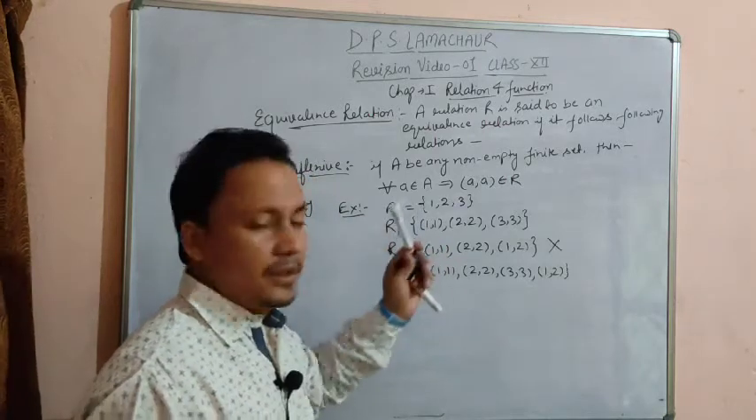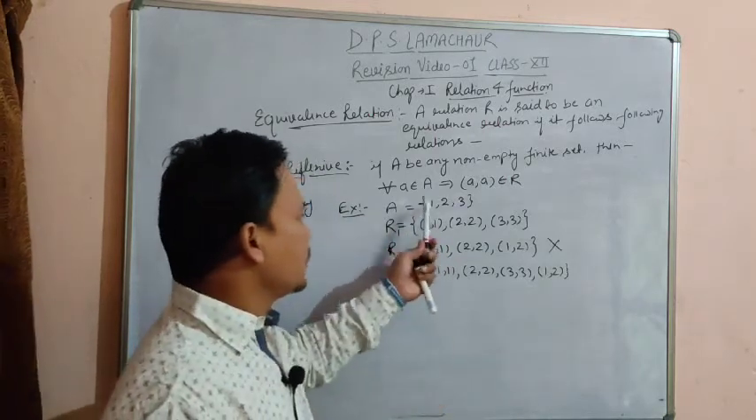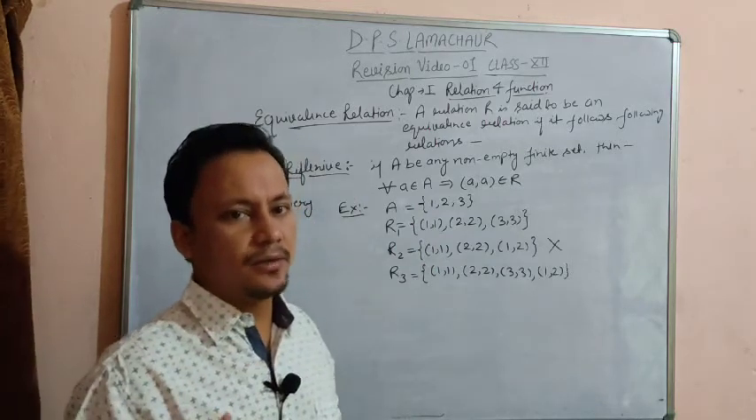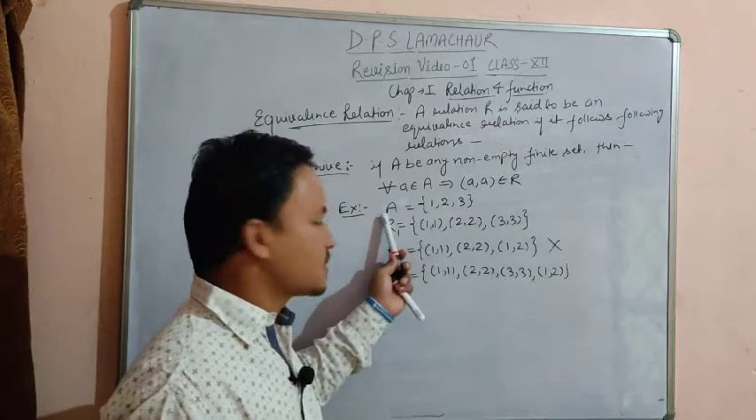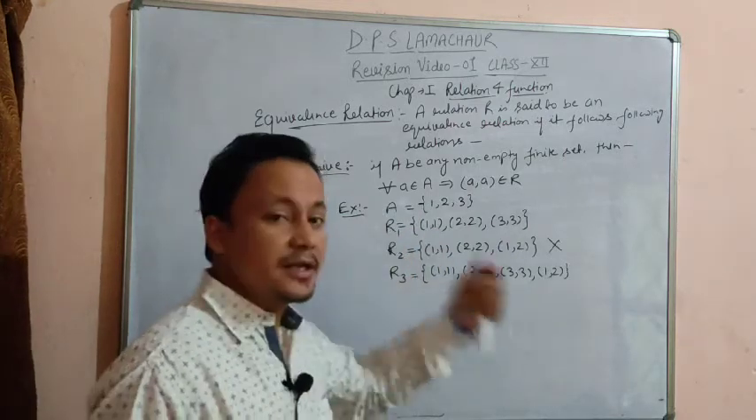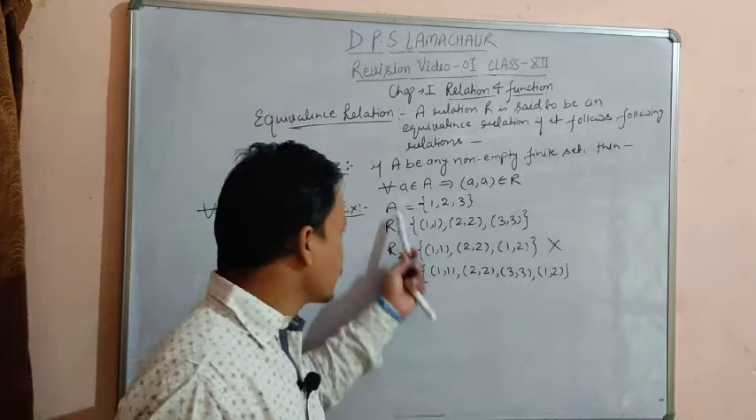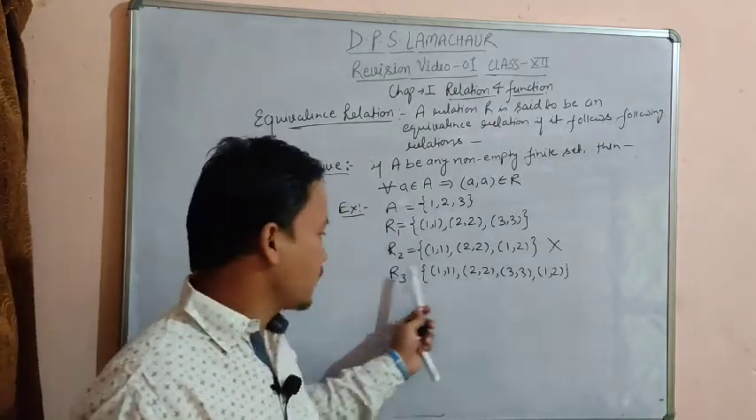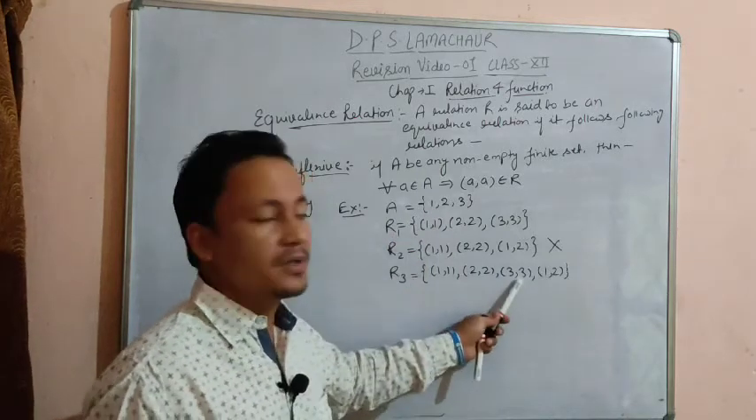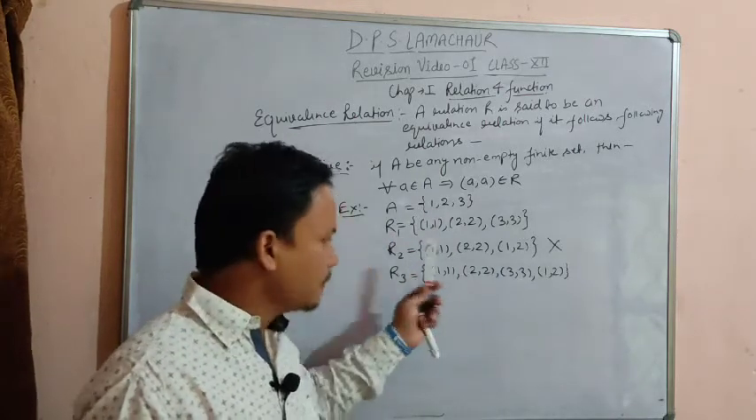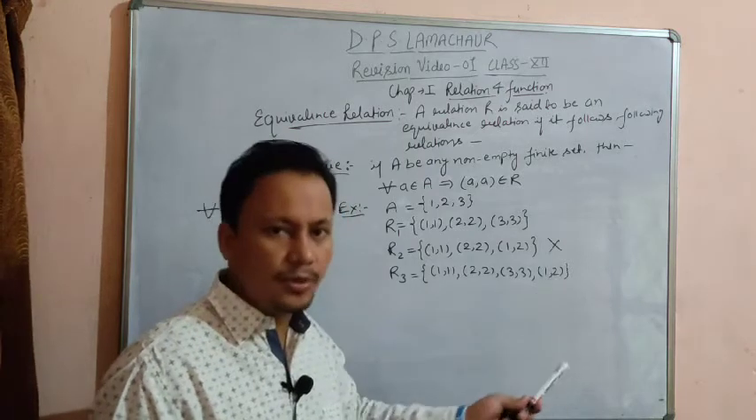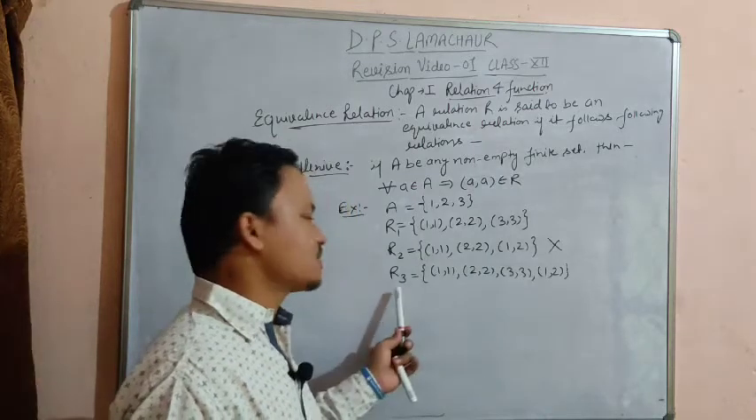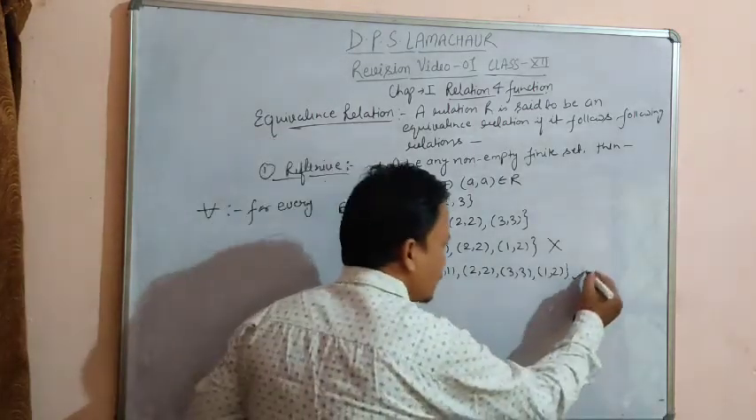A reflexive relation is the property in which if any element is contained in the particular set, then its identical pair is also contained in the relation. If 1 is in set A, then 1 comma 1 should be in R. If 2 belongs to A, then 2 comma 2 is mandatory in R. 3 belongs to A, then 3 comma 3 is mandatory in R. Now if 1 is related to 2 also, it is not a matter of concern, 1 comma 2 can also be in the relation. So it is also a reflexive relation.